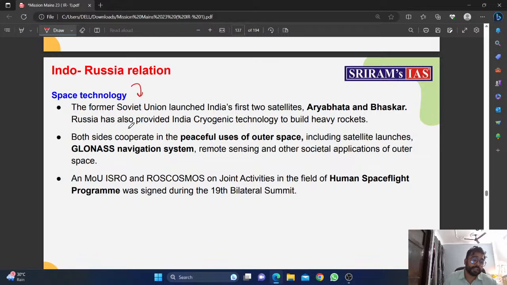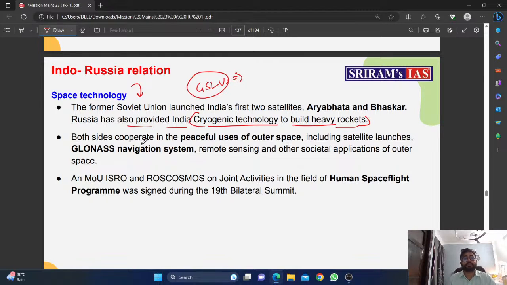Then Russia has also provided its cryogenic technology to build heavy rockets in India. So presently, the GSLV that we are using, the Geosynchronous Launch Vehicle, is using the technology of Russia only. The other technology, the PSLV technology, is something that we have developed on our own. But this is the cryogenic technology that we were struggling in.